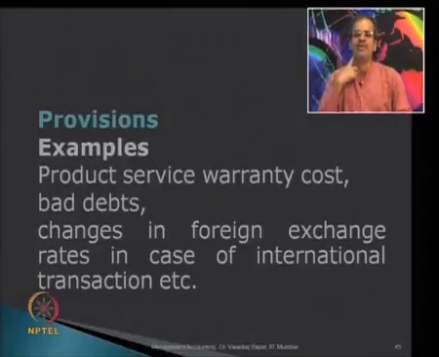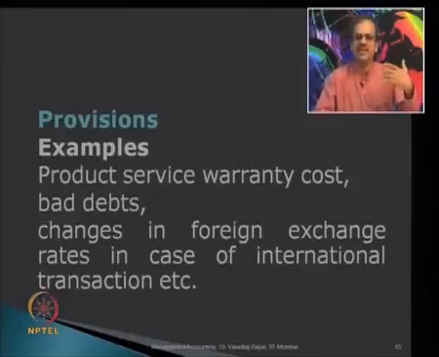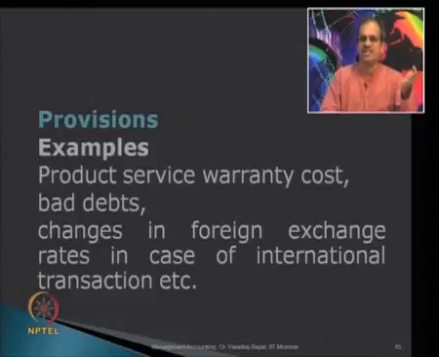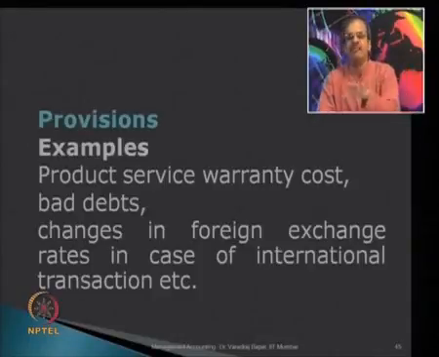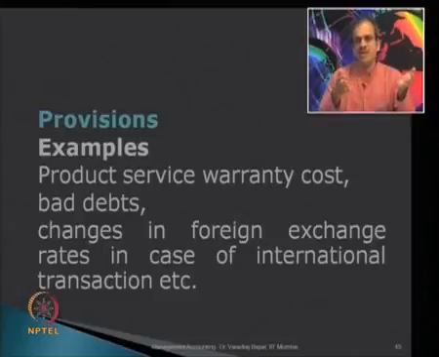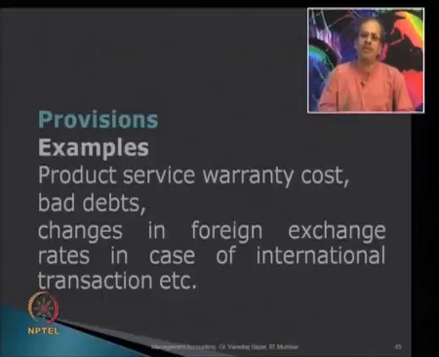One more example is changes in foreign exchange rates. If the company is entering into international transactions, there is every possibility that forex rates may change, leading to a reduction in the value of our foreign exchange assets. Again, the company will have to make an estimate and make the provision. Of course, it is difficult to estimate forex rates, but based on reasonable assumptions, some estimation may have to be made. So, this was about provisions.